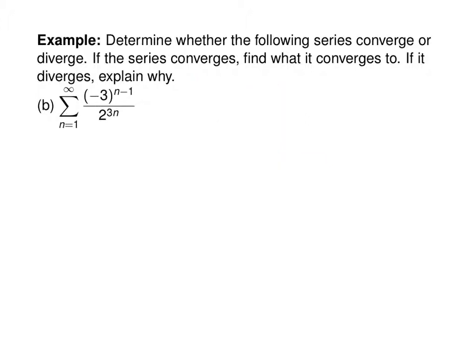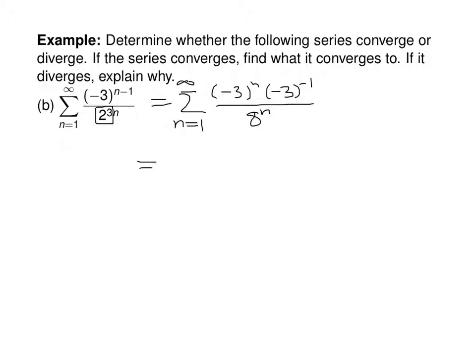Now next we have negative 3 to the n minus 1 over 2 to the 3n. And also our series begins at 1, so we're going to have to deal with that eventually. But first let's start by doing this. That negative 3 to the n minus 1 is the same thing as negative 3 to the n times negative 3 to the negative first. And then 2 to the 3n is the same thing as 2 to the third to the n, so that's 8 to the n. Negative 3 to the negative first is negative 1/3. So we'll have negative 1/3 times negative 3/8 to the nth power.